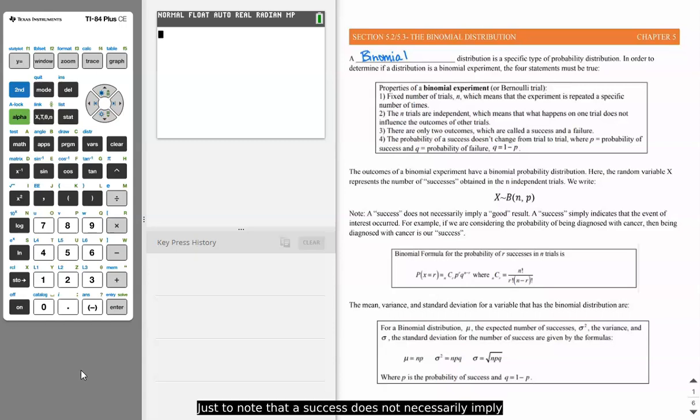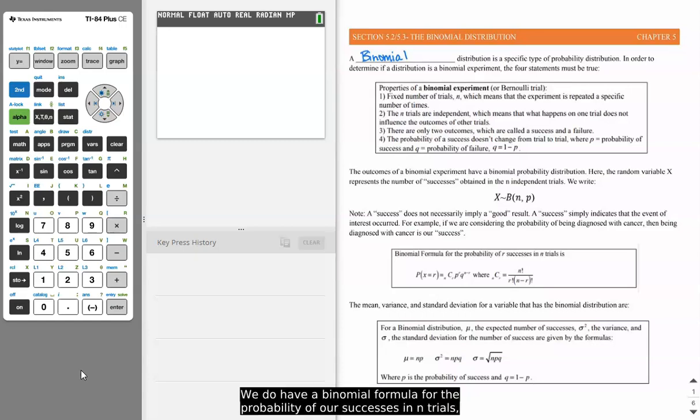And just to note that a success does not necessarily imply a good result. A success simply indicates that the event of interest occurred. For example, if we are considering the probability of being diagnosed with cancer, then being diagnosed with cancer is our success. So just keep that in mind.